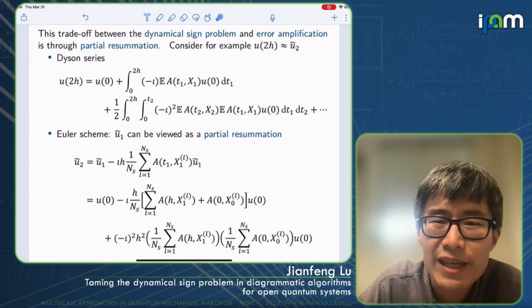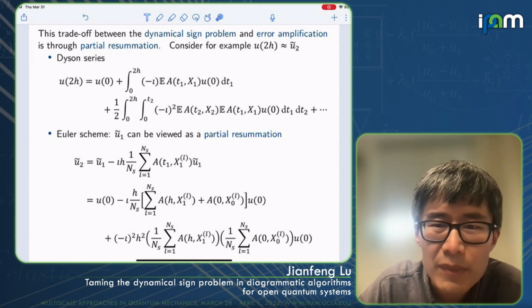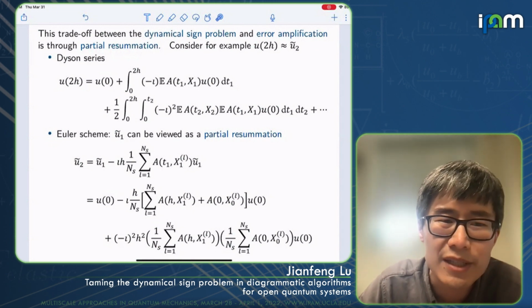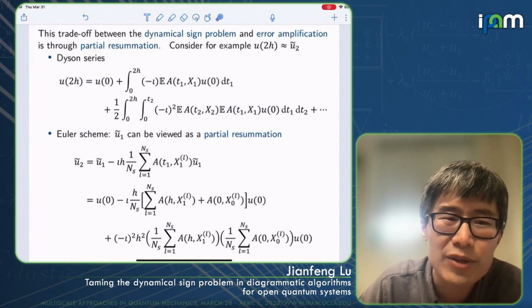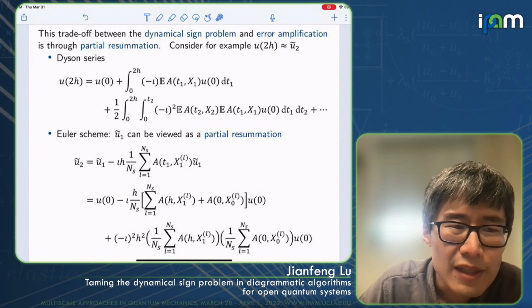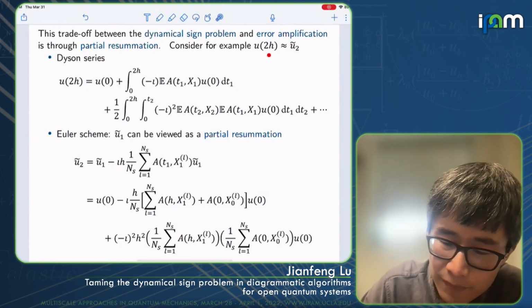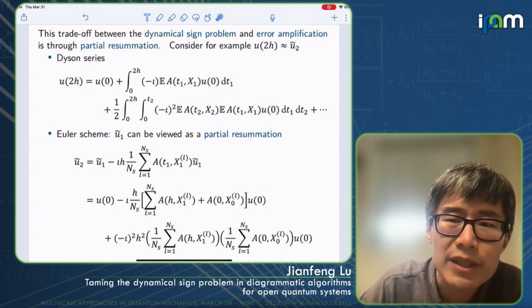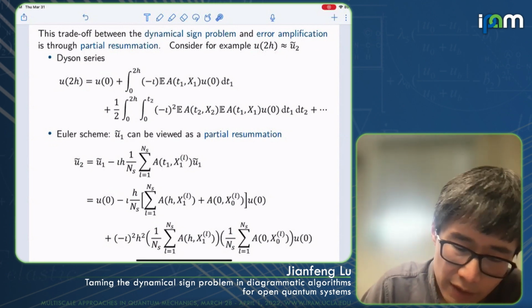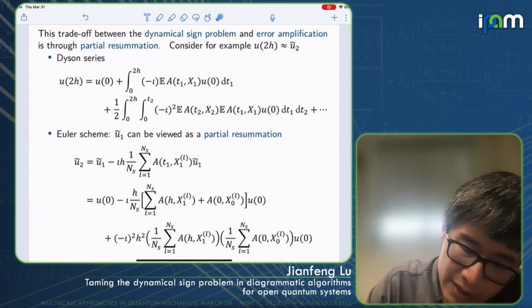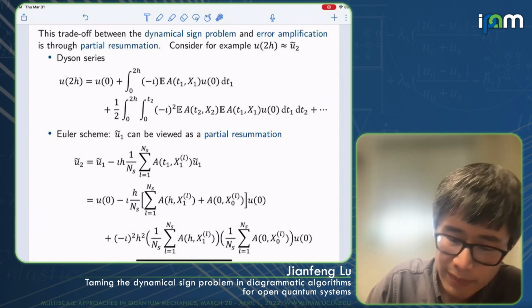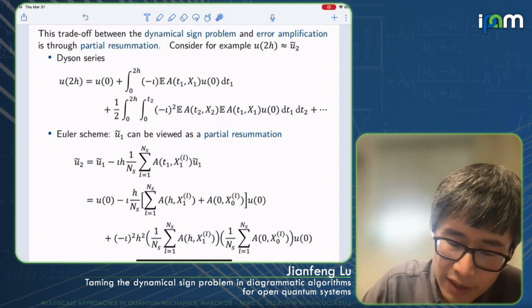Okay, so you may hear these fancy words in tutorials or in more physics-oriented lectures, but I'm trying to say that you can understand these terms in a very simple context, even like an ODE. So let's consider the second step in our Euler scheme, the evolution. If you expand it, you realize that this is our Dyson series, the expansion to the second order.